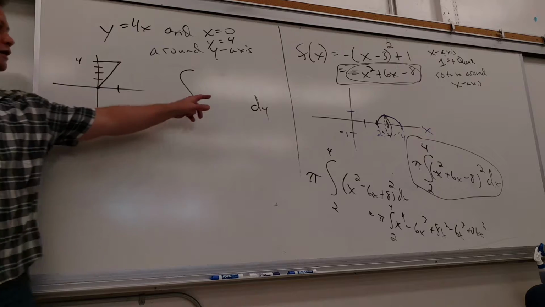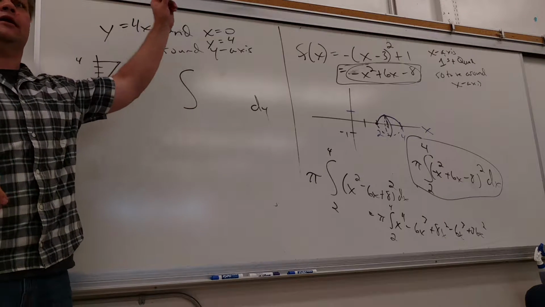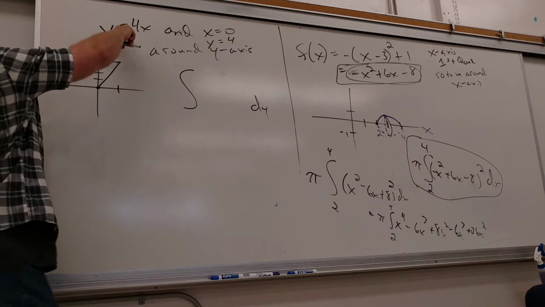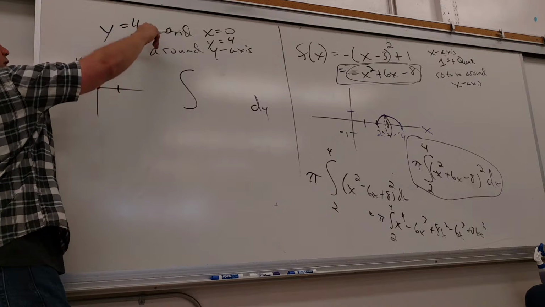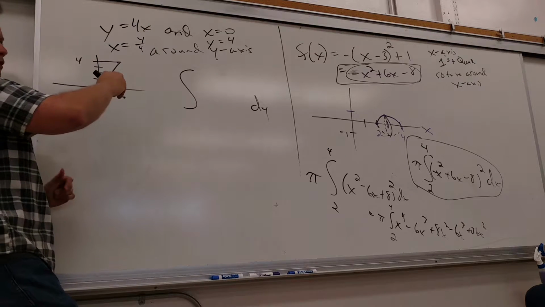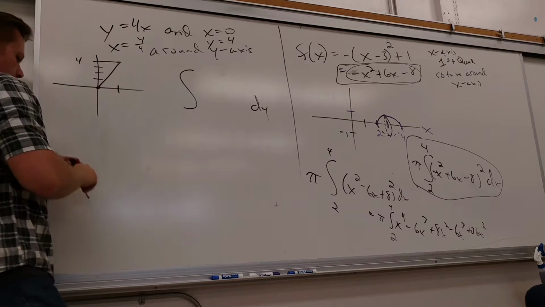I need everything that goes in here to be in terms of y. Do I have that right now? No. So like Troy said, how do you solve this for y? I mean, for x? Good. y over 4. So that's this function here.